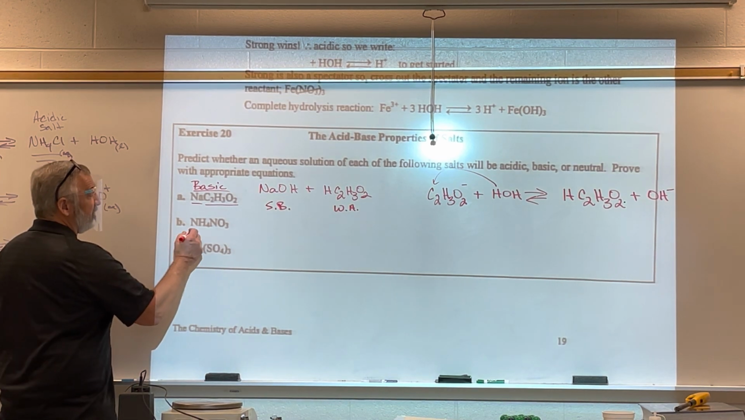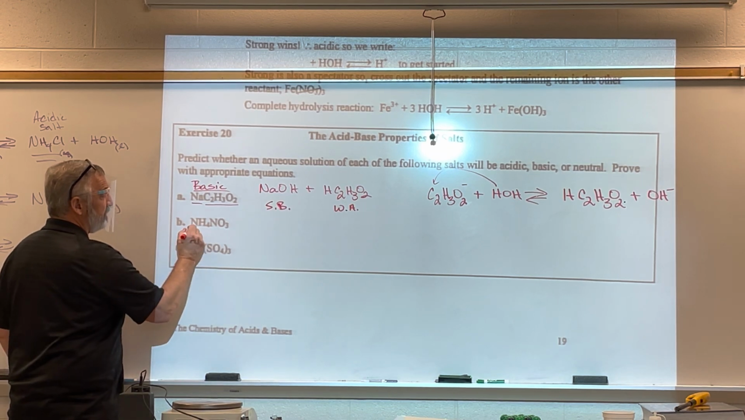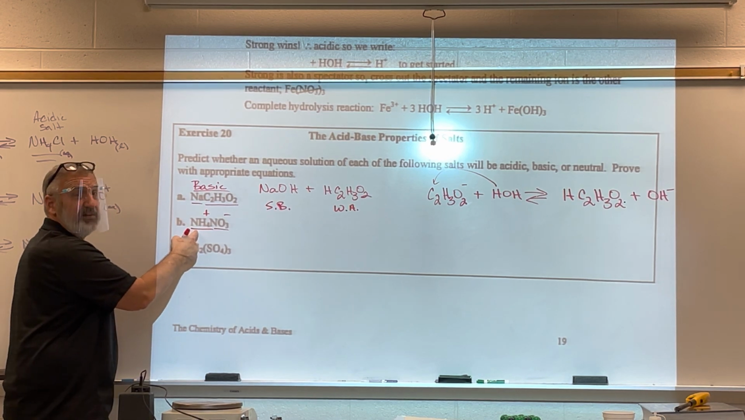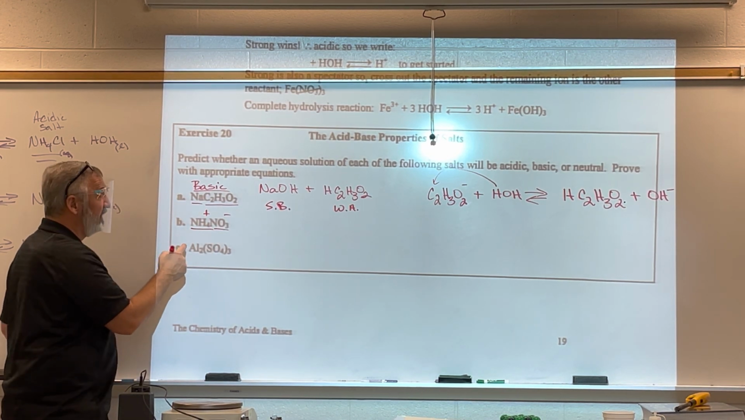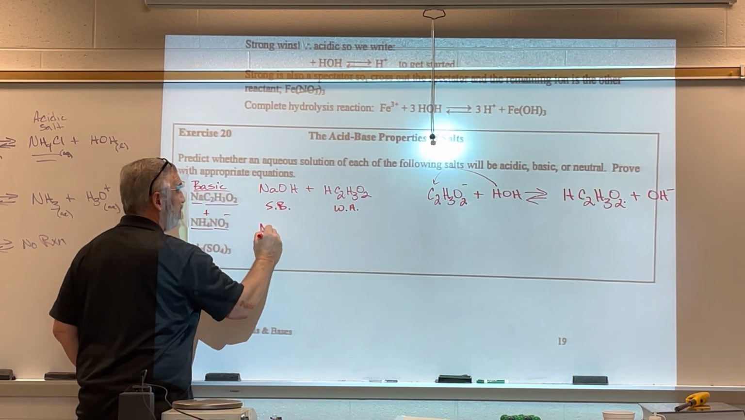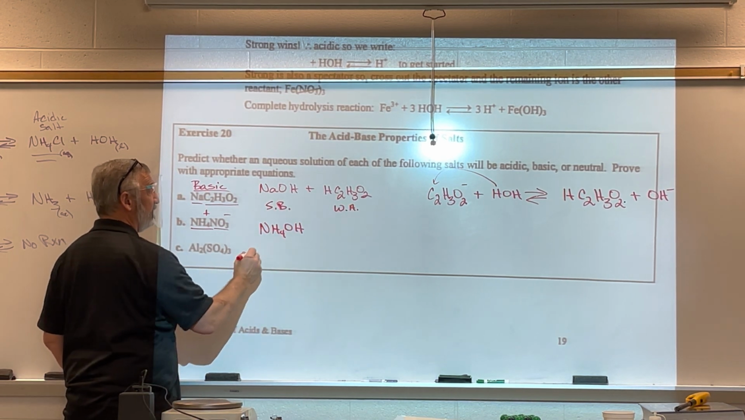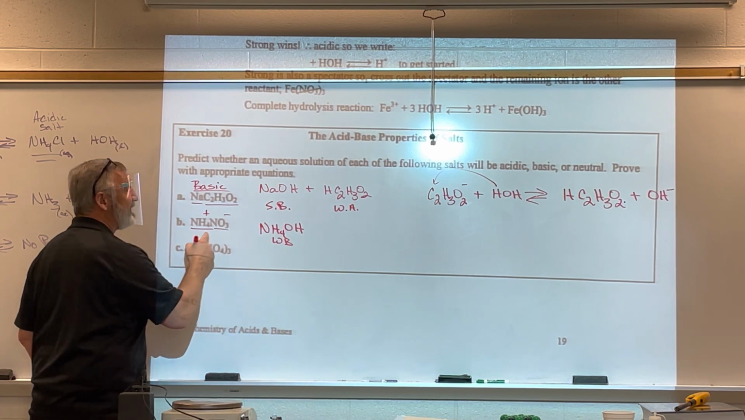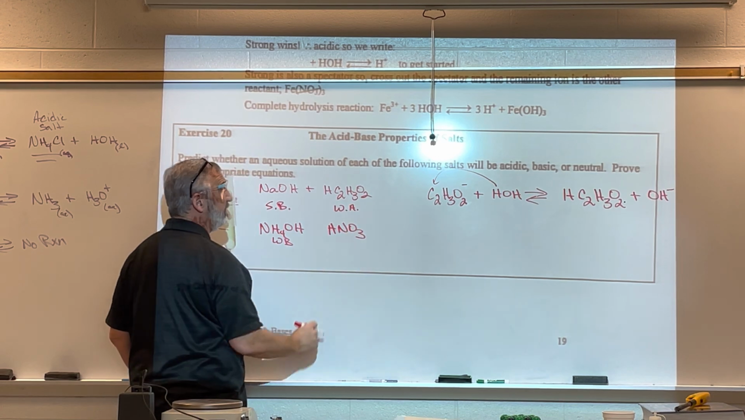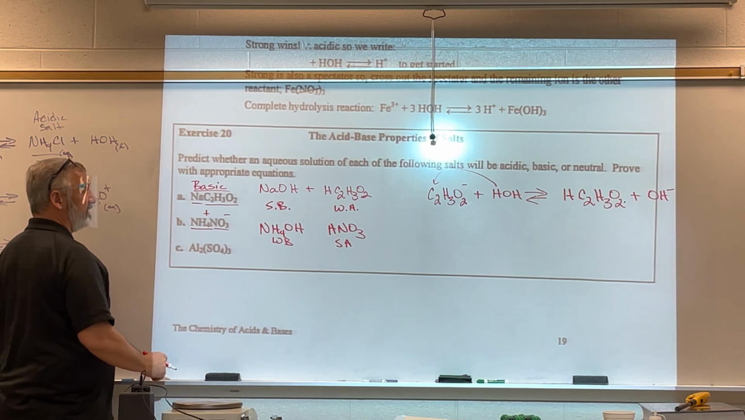All right. So what's my positive thing on B? NH4. NO3 is my negative. So the positive always came from the base. The negative always comes from an acid. So what base is this? NH4OH. Is that going to be a strong base or a weak base? A weak base. And what's the acid? HNO3. And is that a strong or a weak acid? So this salt is going to be acidic.